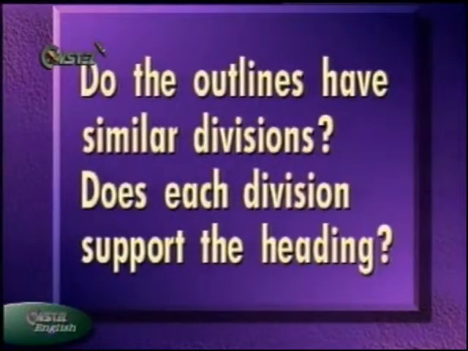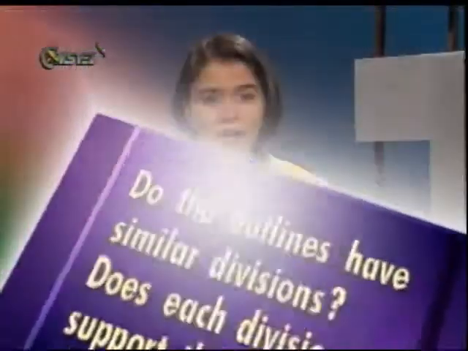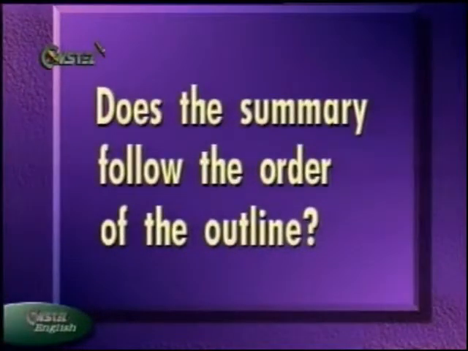Do the outlines have similar divisions? Does each division support the heading? Compare another group's outline with their summary. Does the summary follow the order of the outline?